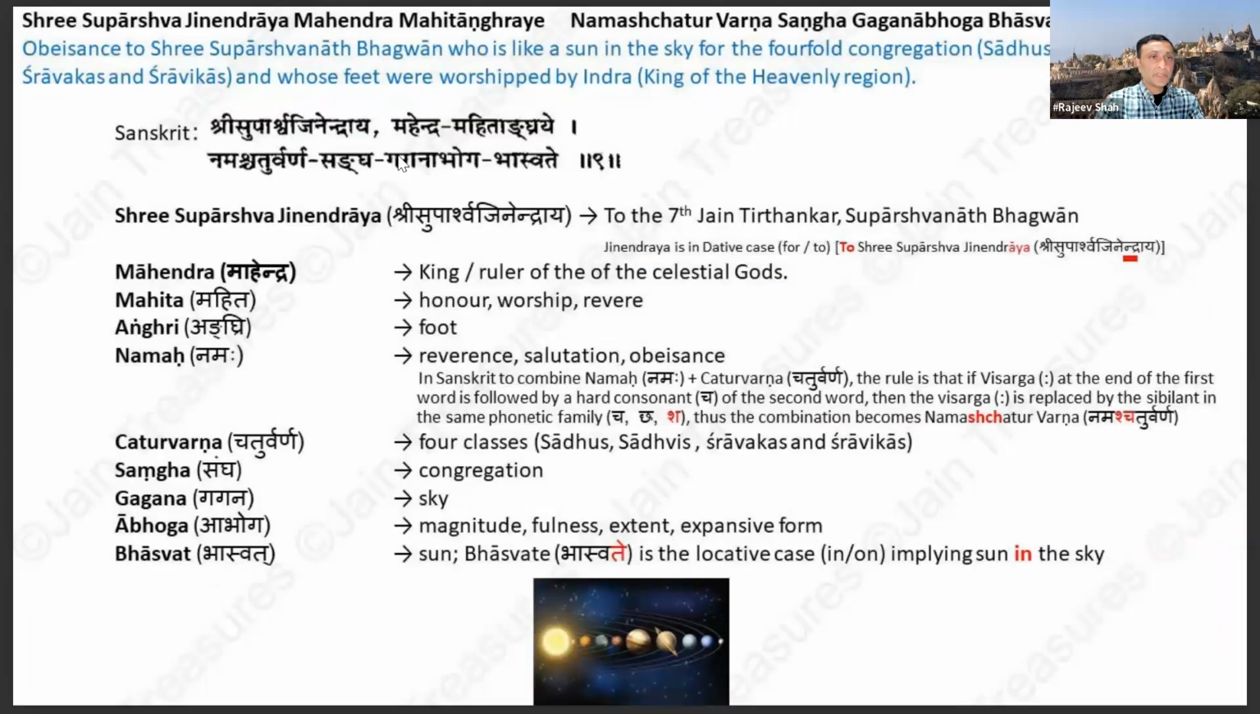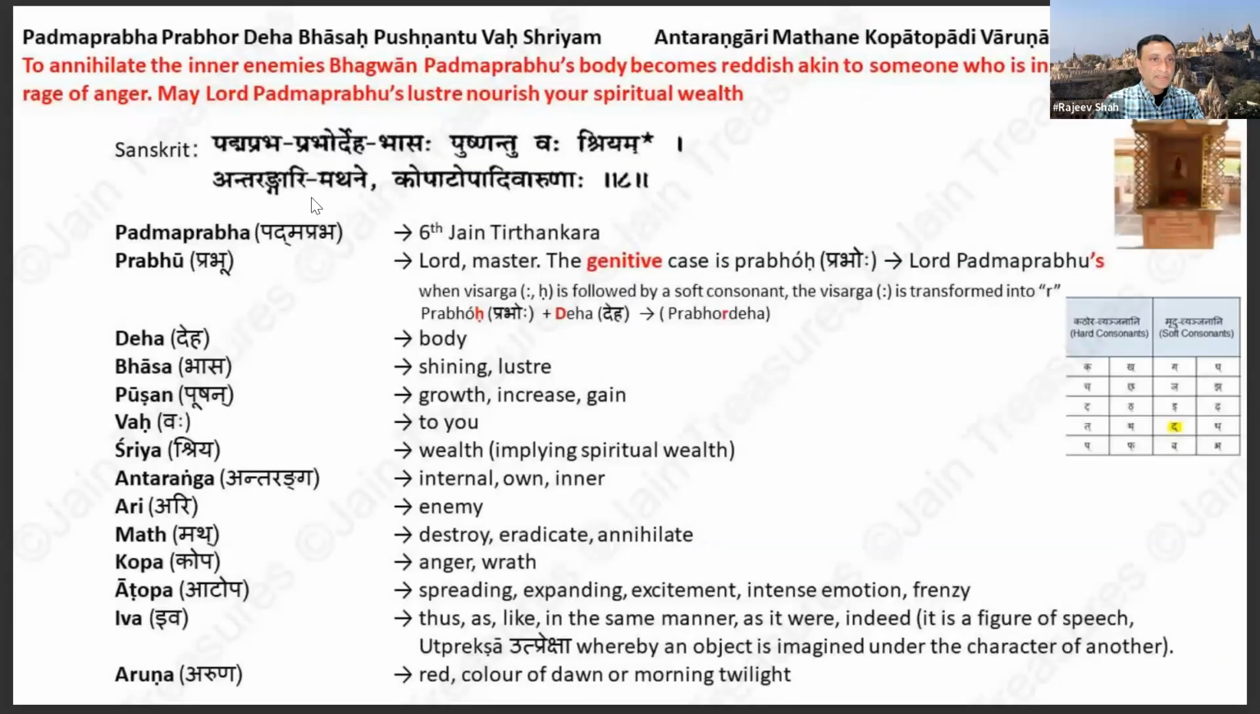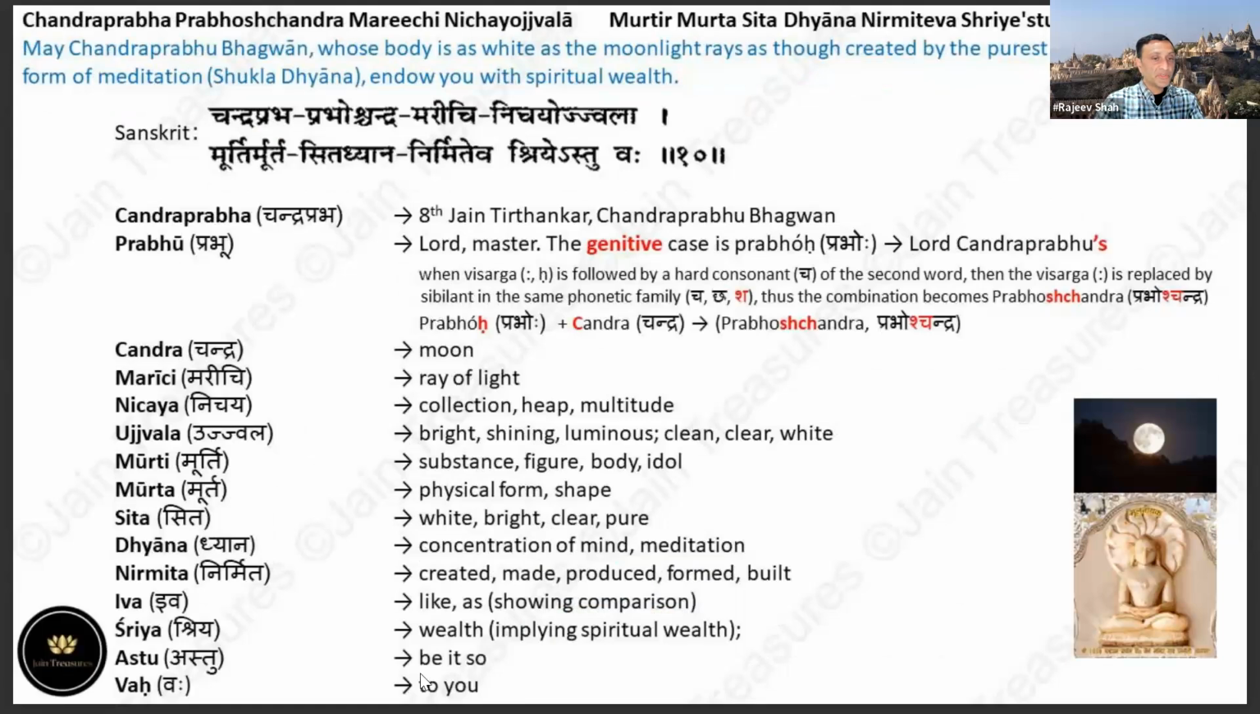Supasu Janendraya, Mahendra Maitamgre, Namustatu Varna Sangha Gagana Bhagapasvata, maybe it's the previous one. Shriyam. So this word repeats in many verses. So Shriya means wealth, and it's spiritual wealth. Astu means be it so, and Vaha means to you. So let's look at the meaning of the entire verse.